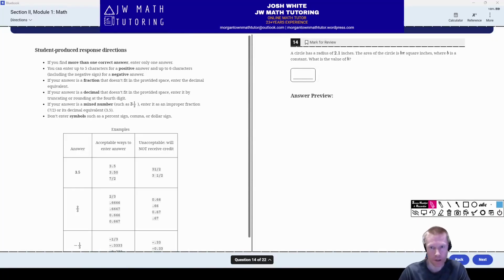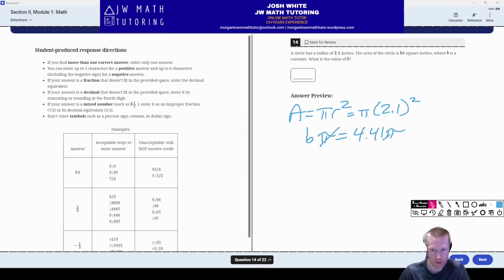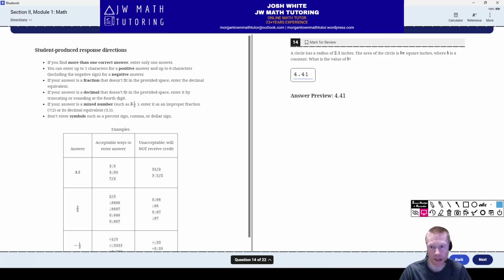All right, so we know the formula for area of a circle is equal to pi r squared. So we can just plug in the radius of 2.1 and square that. And when we go ahead and do that, the area will come out to 4.41 pi, and that's just equal to b pi. So if you notice, you can just divide by pi, or really the pi's just cancel out. So what's the value of b? It's just 4.41. It's just basically the square of the radius. That's all they're looking for. So that's the correct answer. And we can move on to the next question.